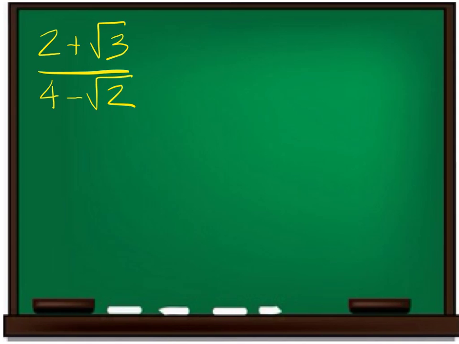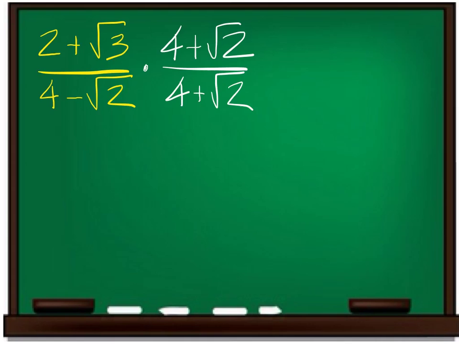Example 3. On the top you have 2 plus square root of 3, and on the bottom you have 4 minus the square root of 2. To get rid of the square root on the bottom, you can't simply multiply top and bottom by the square root of 2. You have to do the following. You multiply the top and the bottom by 4 plus square root of 2. That will create a difference of 2 squares when you multiply on the bottom and eliminate the square roots. You use the same quantity that's on the bottom except you change the sign.